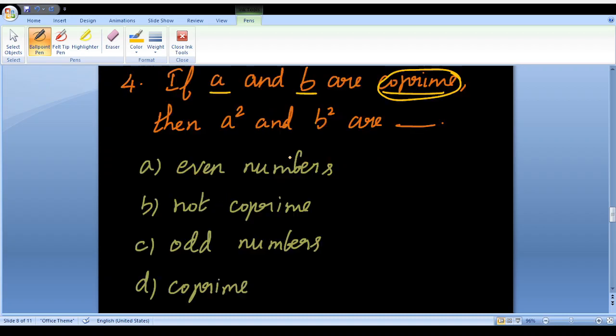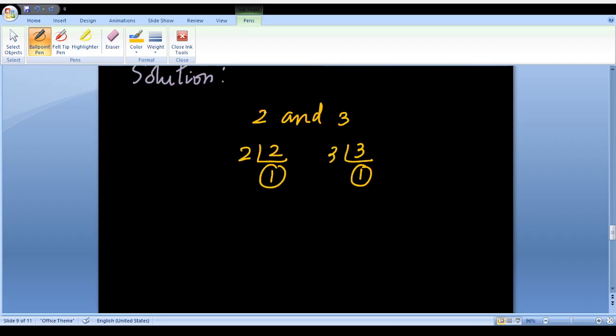Now our question is, we have to find the factors of A square and B square. If A and B are co-prime, that is proved already. So if we take A square and B square, whether the result will be co-prime or not. We have to find that. So we have to take the square of these numbers. Square of 2 is 4, square of 3 is 9.